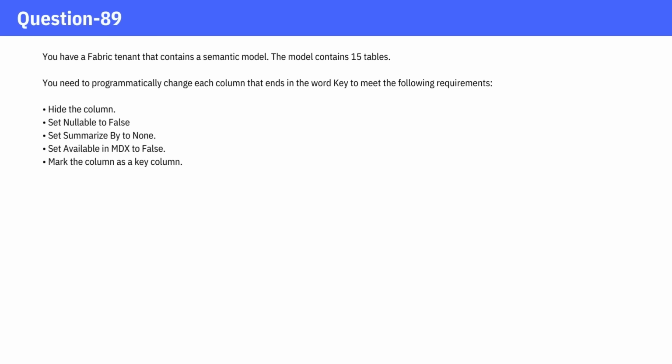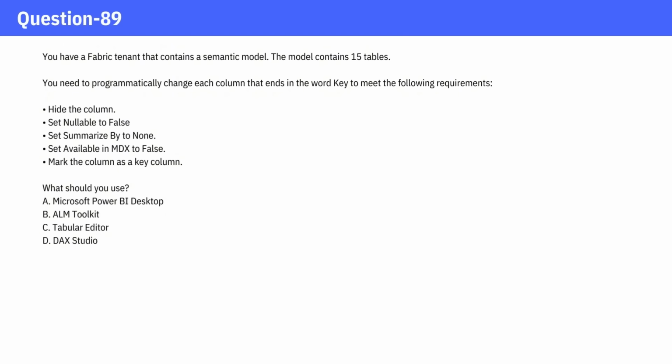You have a Fabric tenant that contains a semantic model. The model contains 15 tables. You need to programmatically change each column that ends in the word key to meet the following requirements. What should you use? A. Microsoft Power BI Desktop. B. ALM Toolkit. C. Tabular Editor. D. DAX Studio. Pause the video and give it a think and check your answer.